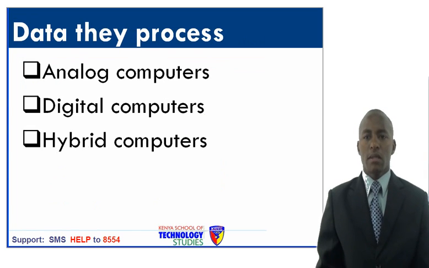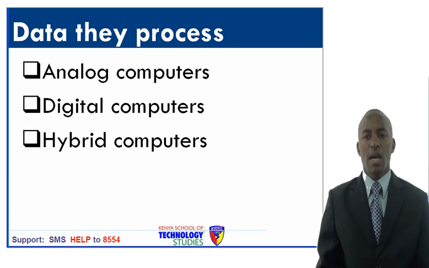Let us now look at the other category, that is under data process. We have analog computers. These are computers that are used for measuring changes in physical magnitude, e.g. speed and temperature. We have digital computers. These are computers that are commonly used in commercial industries. They are also used for performing mathematical computations by use of binary numbers, that is ones and zeros. We also have the last category under data process, that is hybrid computers. These types of computers have characteristics of both analog and digital computers.